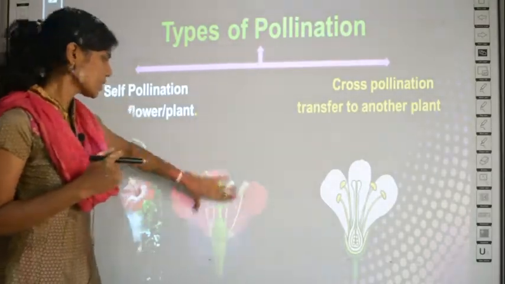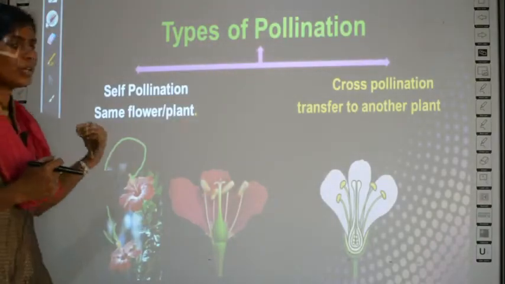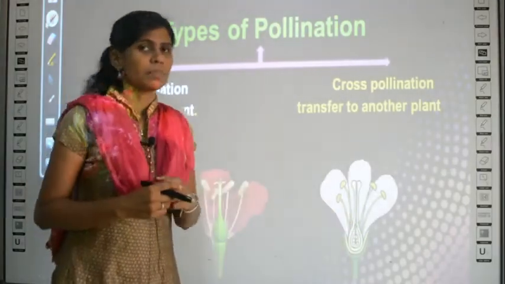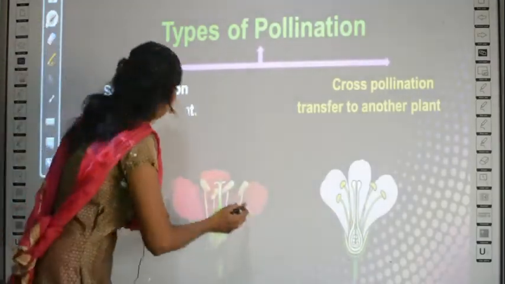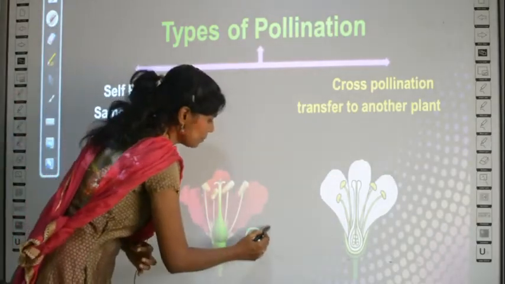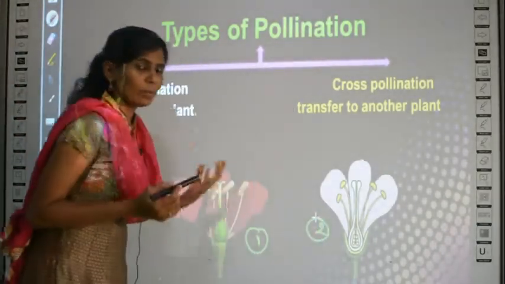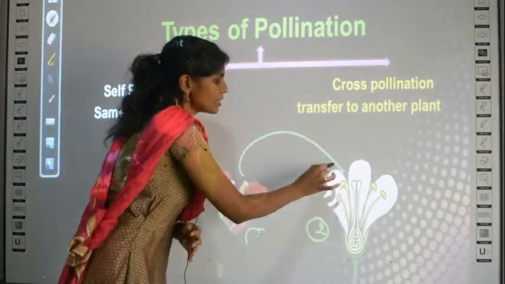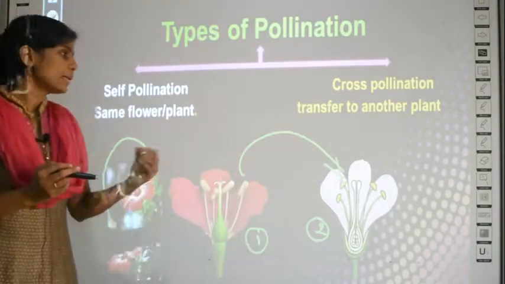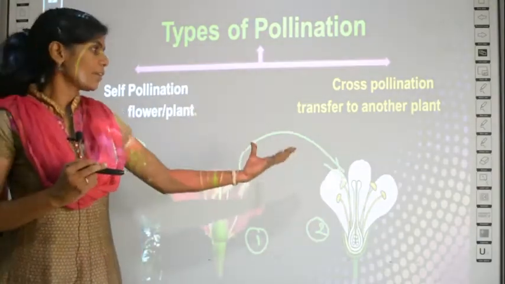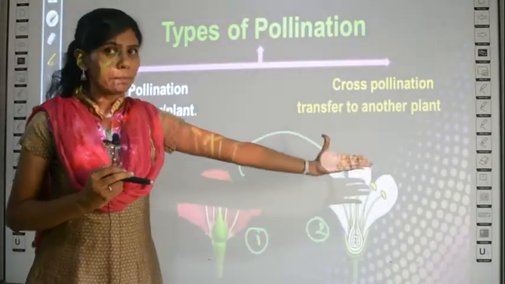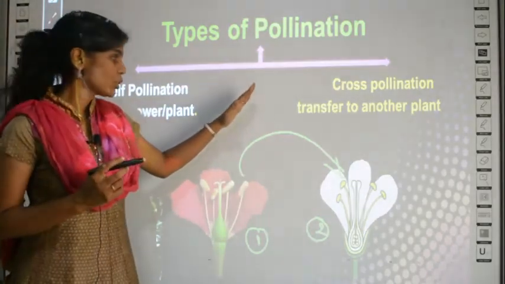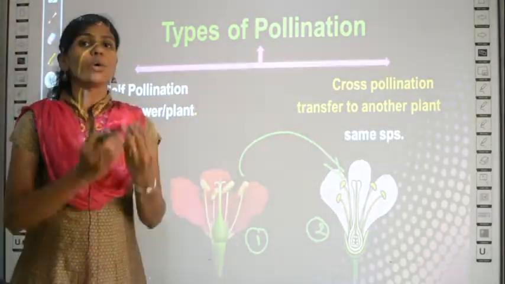This red hibiscus is from one plant. Similarly, you have one more plant which has pink hibiscus flowers. Let this one be plant number 1 and this be plant number 2. Suppose there is transfer of pollen grains from plant number 1 to the stigma of plant number 2, then it is called cross pollination, that is transferred to another plant, provided it is from the same species. As per the definition, there is always pollination only within the same species.